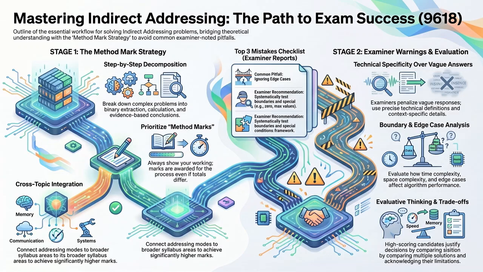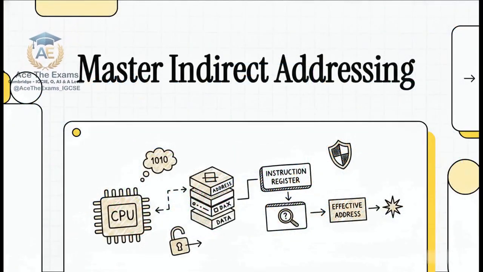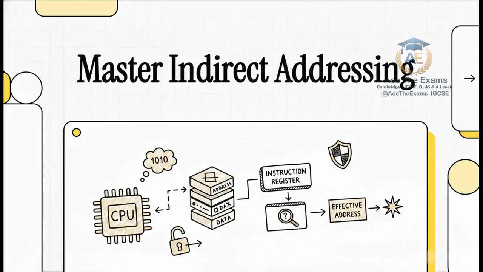Welcome to this explainer. Okay, let's dive into this immediately, because today we are tackling an absolute beast of a topic. We're looking at the Cambridge Computer Science Challenge, and specifically, we're zooming right in on the 9618 syllabus. Today, we are decoding indirect addressing.